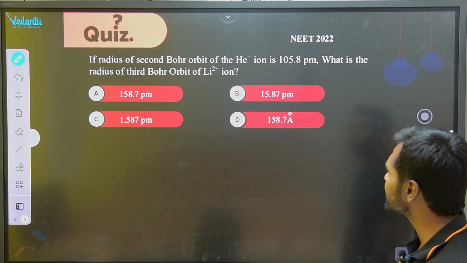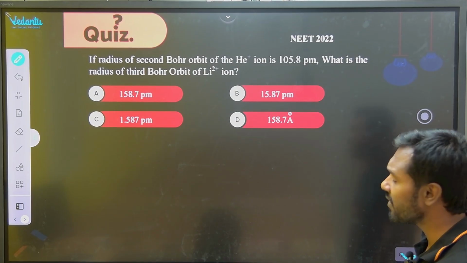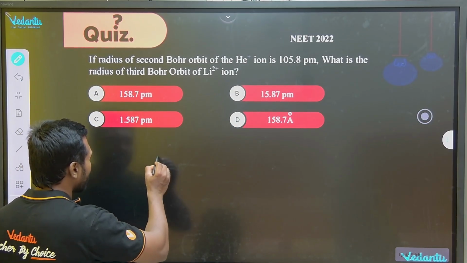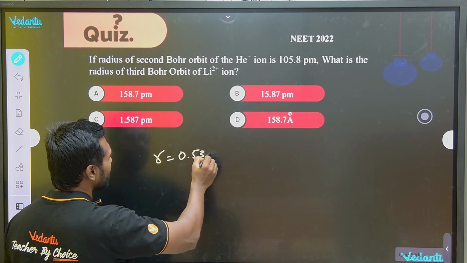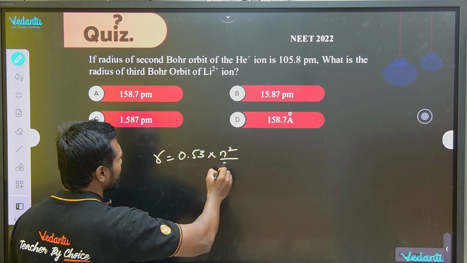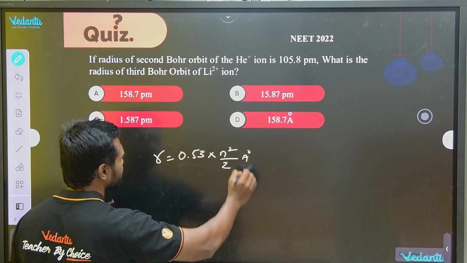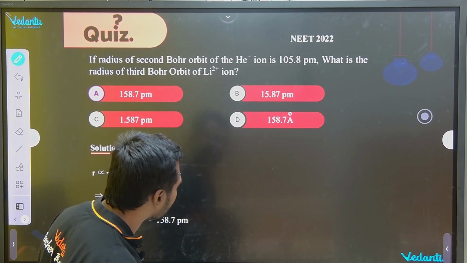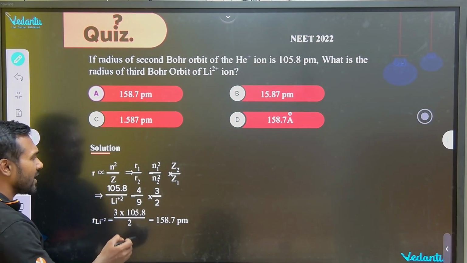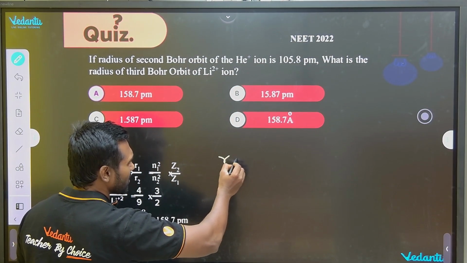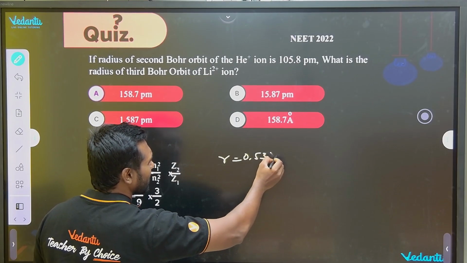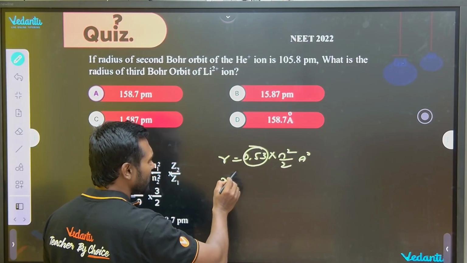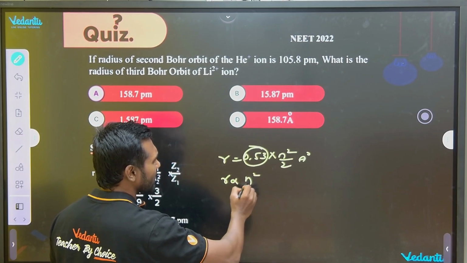105.8 picometers. What is the radius of the third Bohr orbit of the Li2+ ion? Here we know the radius formula, that is 0.529 × n²/Z angstroms. You take this formula and now you have to compare. R is 0.529 × n²/Z in angstroms. Anyway, this is a constant value, so R is directly proportional to n²/Z.